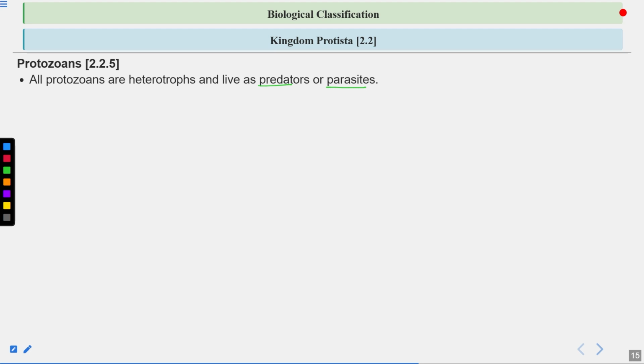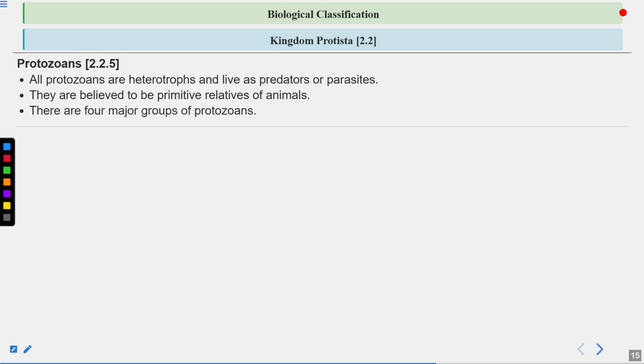So in a predatory or parasitic interaction, what happens? One of the partners is benefited. The predator or the parasite is benefited, and the host is negatively impacted. Now they are believed to be primitive relatives of the animals, because both protozoans and animals are heterotrophs.